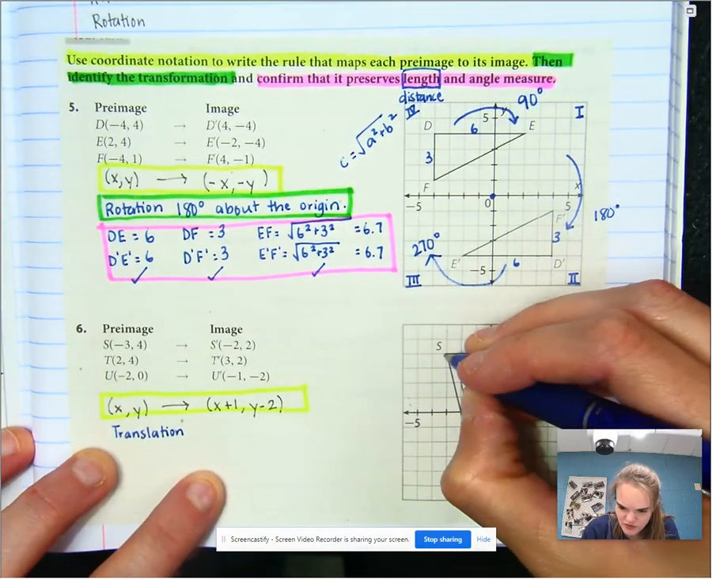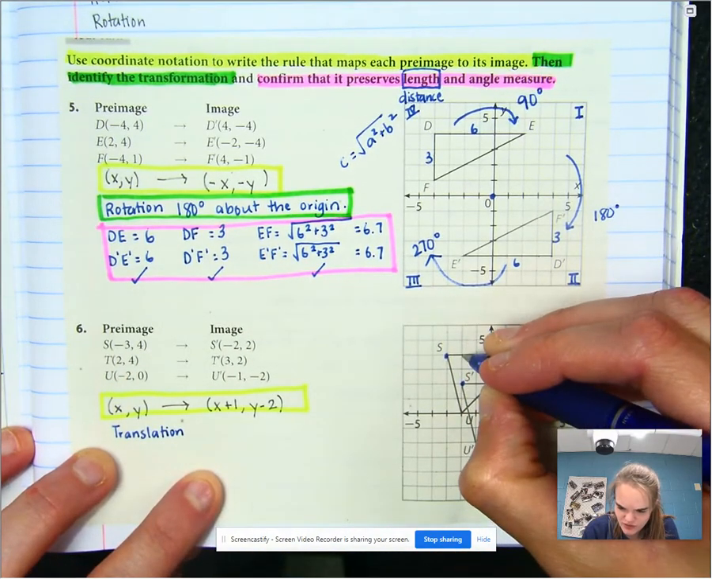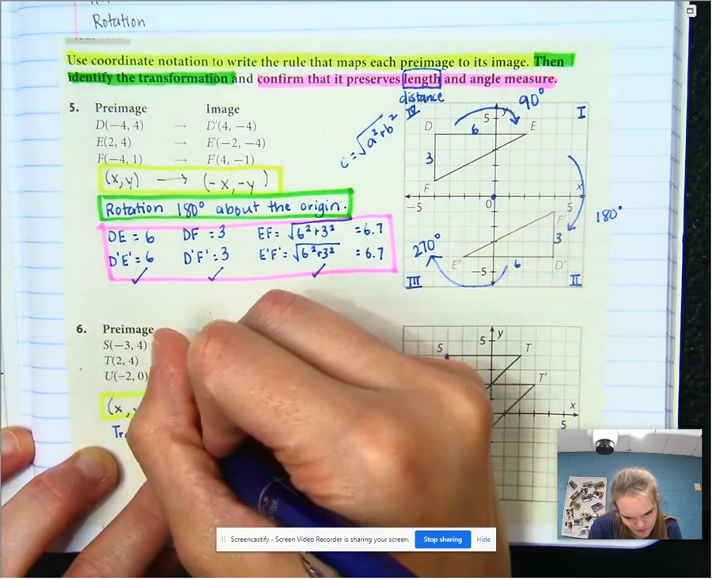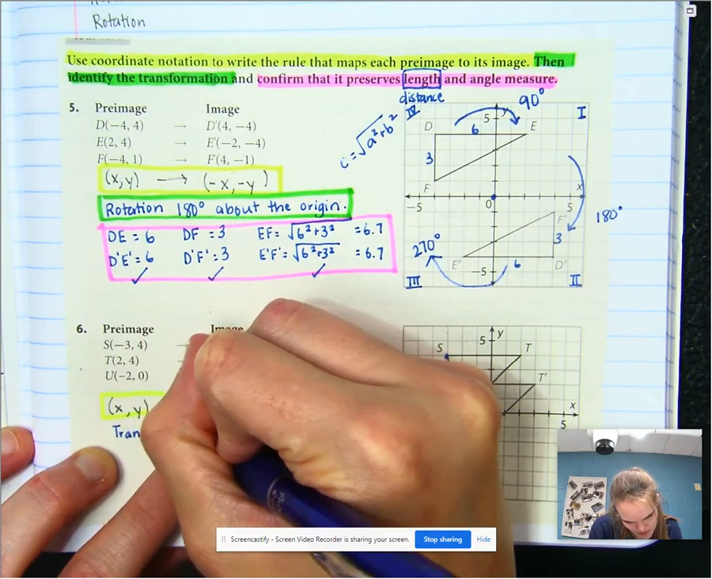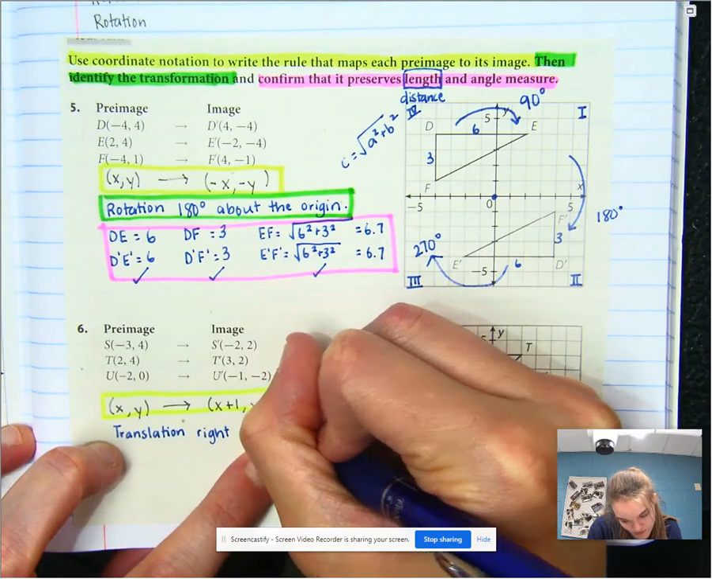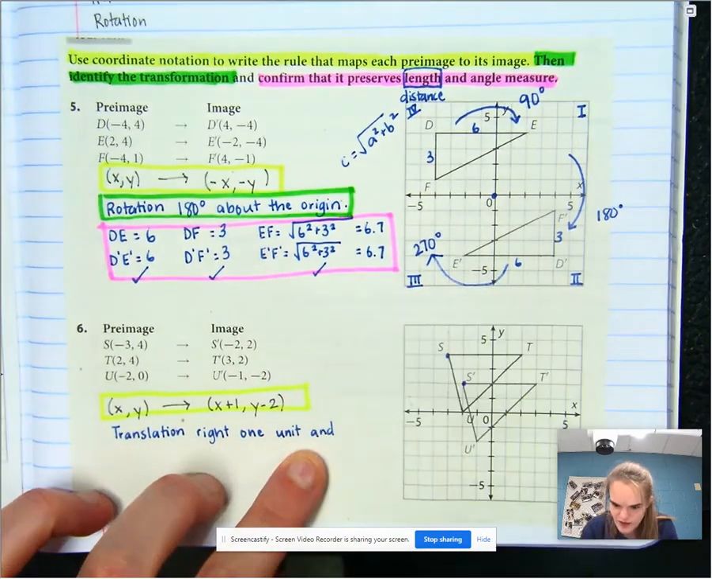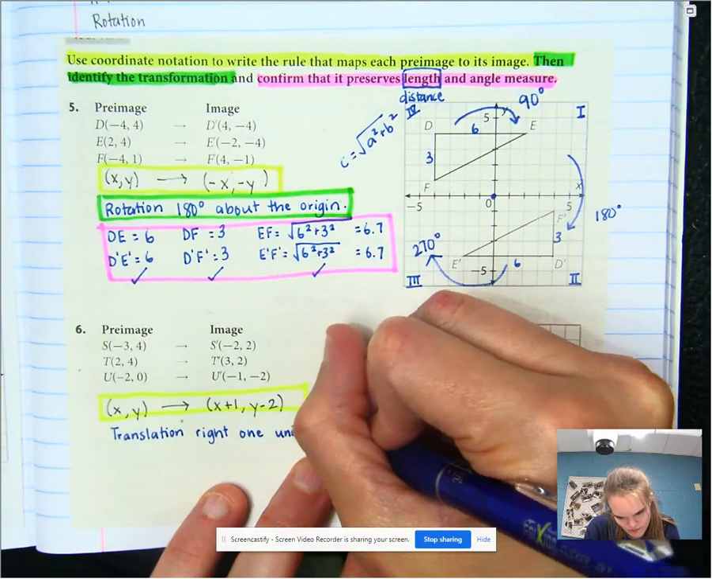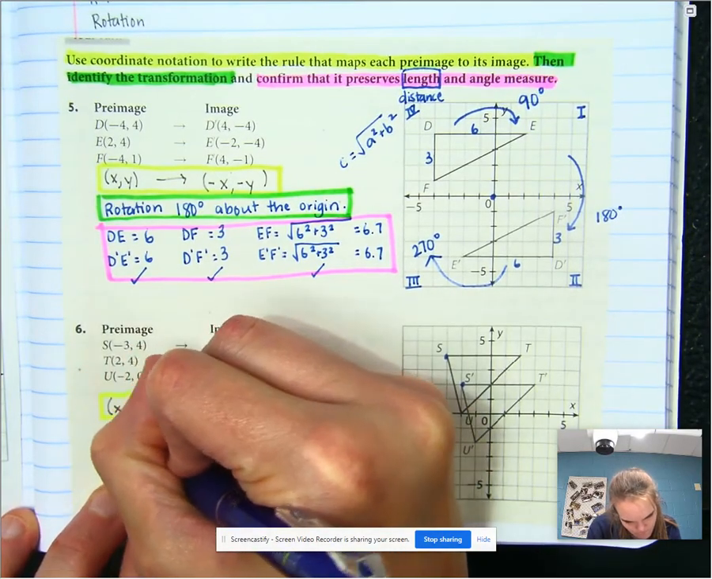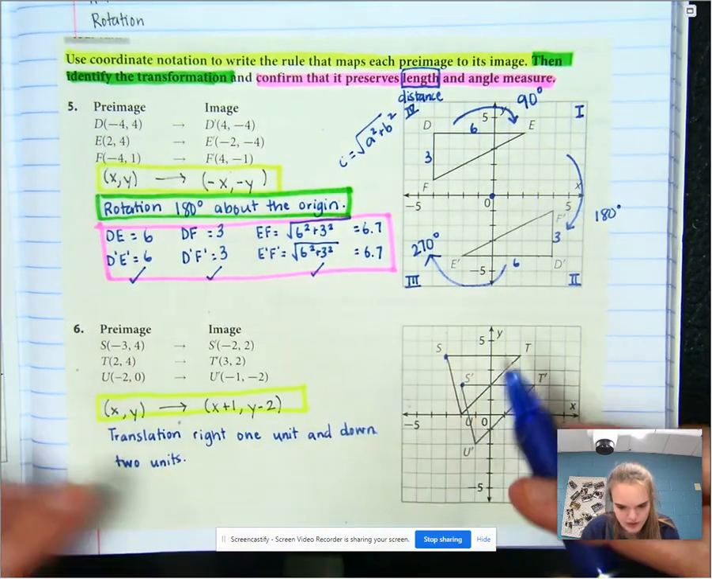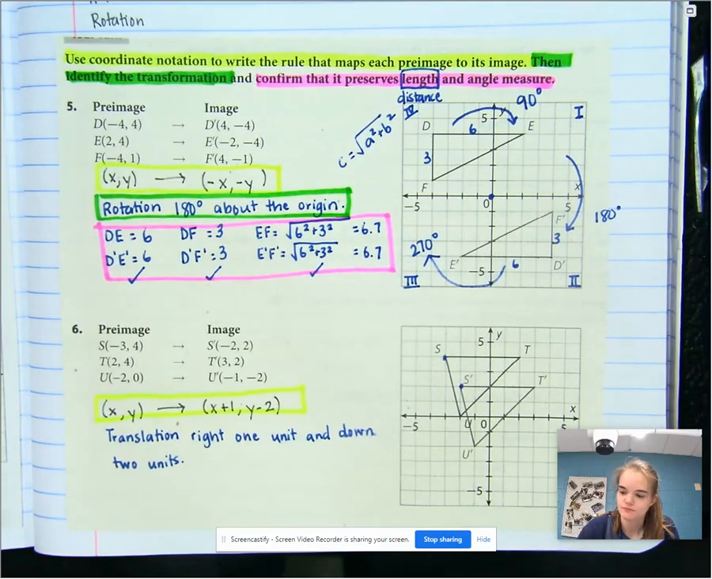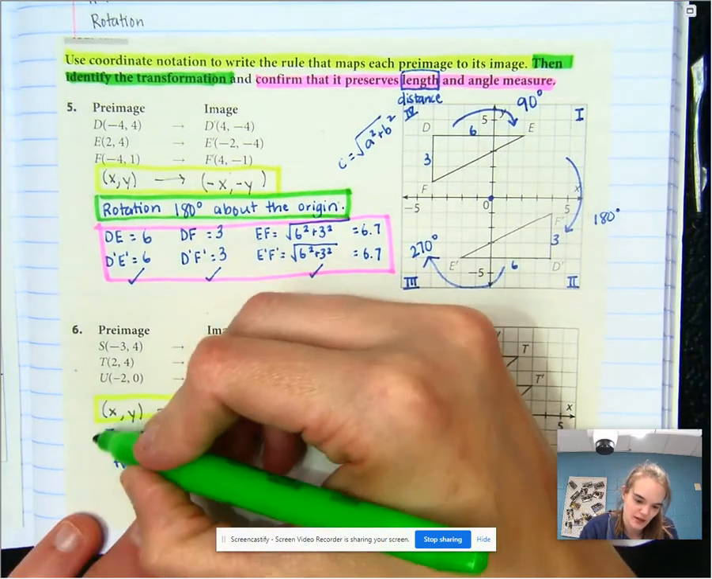But we have to be careful in how we write what kind of translation happened. It looks like from S to S prime, we went left. I don't know left from right. We went right 1 unit. And what else happened? Down 2. Now, guys, look right here. Right 1, down 2. Okay, that is the second step.